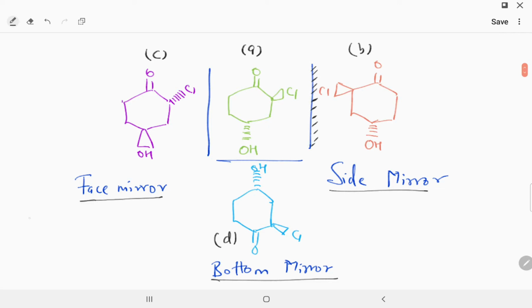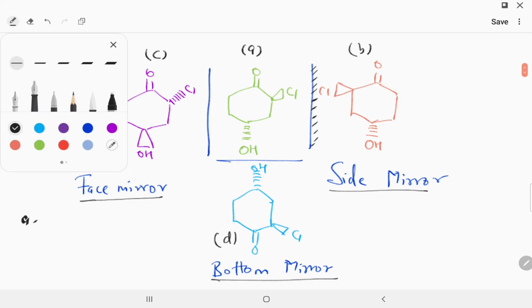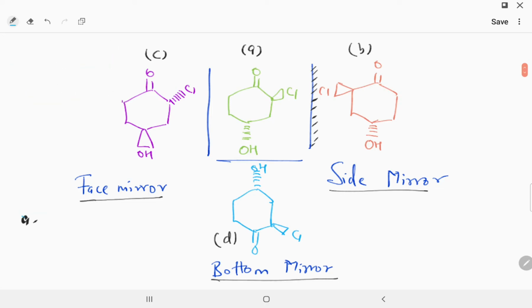So if someone asks the relation between A and B, you can say they are enantiomers. If you look at A and D, D is the bottom mirror image.